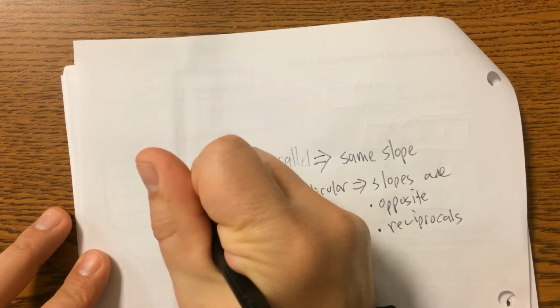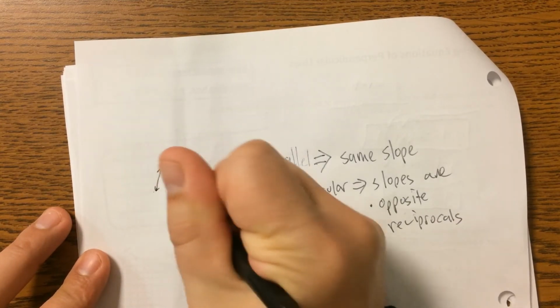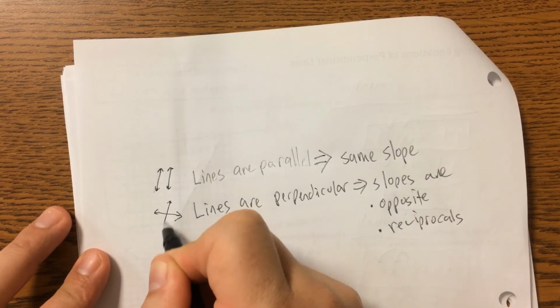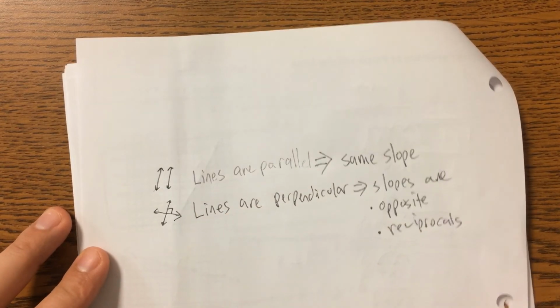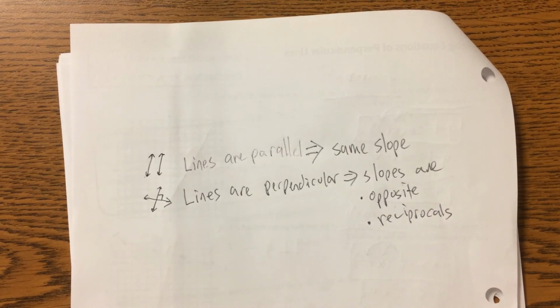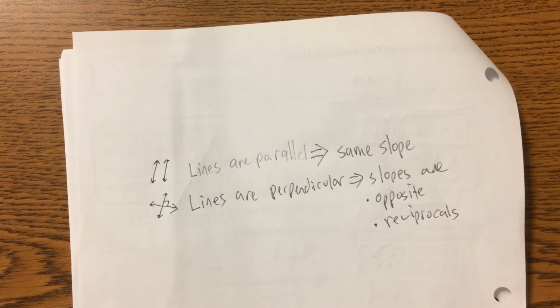Parallel lines are lines that don't ever intersect. Perpendicular lines intersect at a 90-degree angle measure. So over the last 2 days, this is really what we're focusing on, and just really keep in mind the relationships of the slopes.